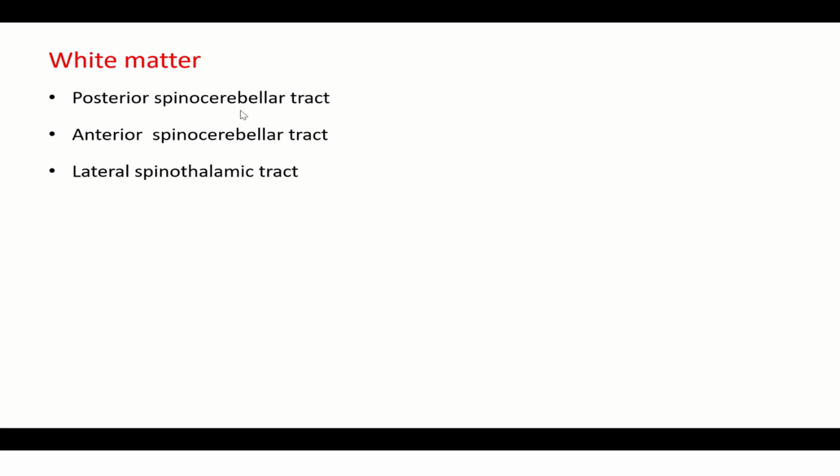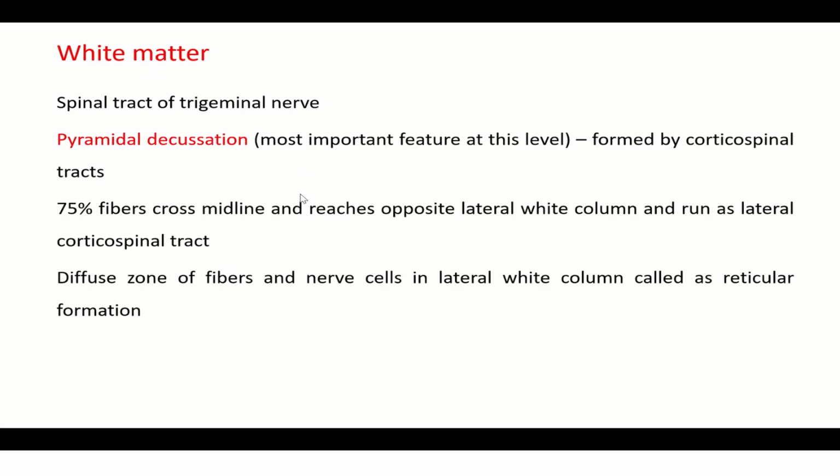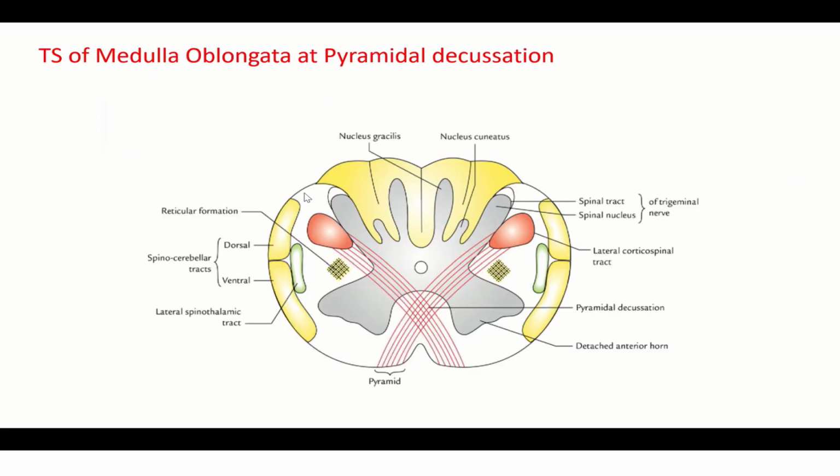In the white matter, there are also additional tracts which I have shown there: the posterior spinocerebellar, anterior spinocerebellar, and lateral spinothalamic. In addition, many other tracts will be there, but their contribution is very small in the white matter here. So prominently we are seeing the lateral spinothalamic and the dorsal and ventral spinocerebellar tracts. You can see here, this is the pyramidal decussation.